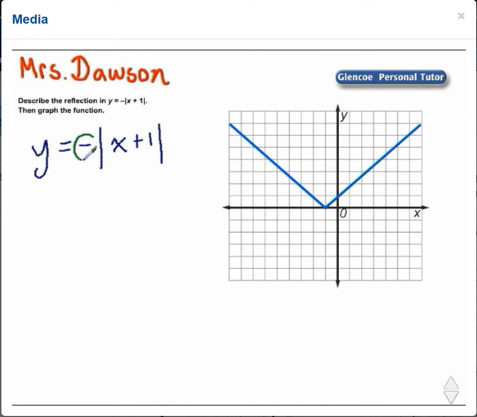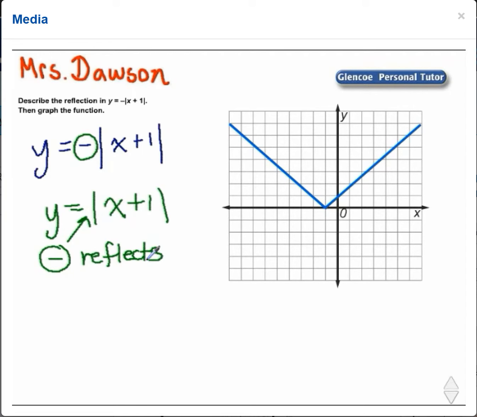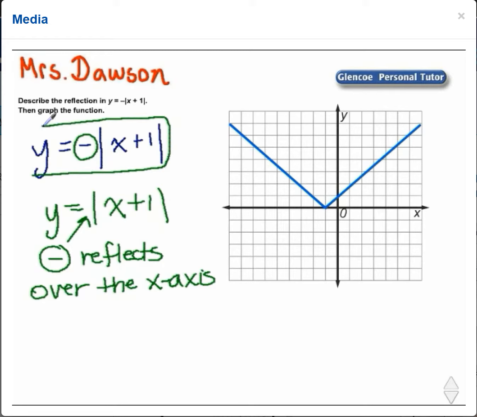The sign in front is going to take the absolute value of x plus 1 and reflect it over the x-axis. So that negative, which is not in this one, reflects the graph over the x-axis. In other words, it's taking all of the y values, so any y value in this one will then become a negative y value in this given function.